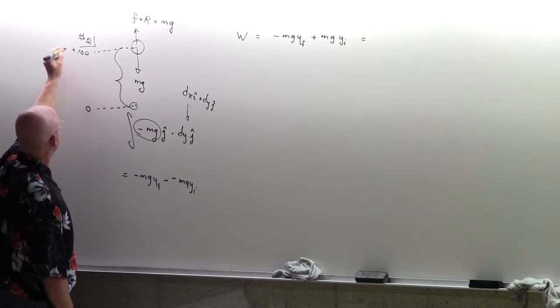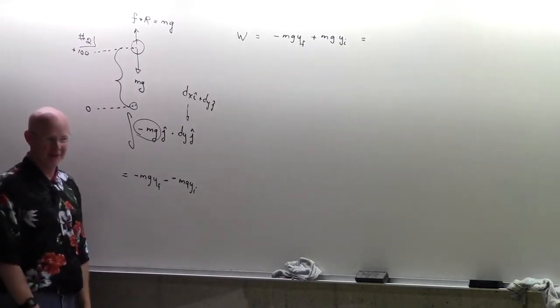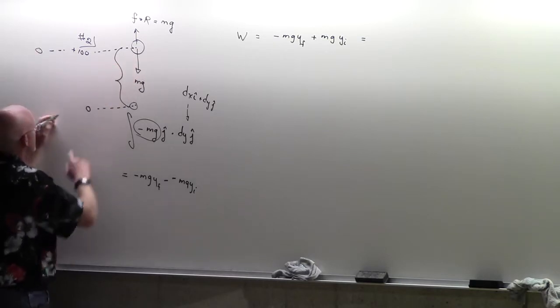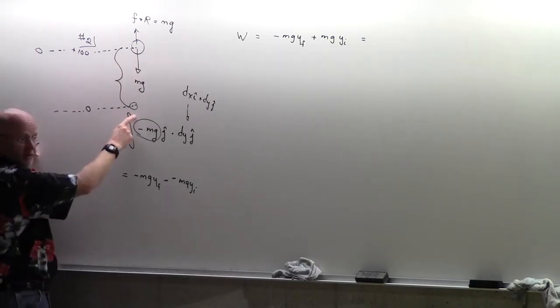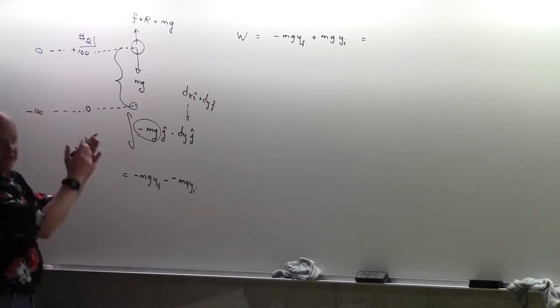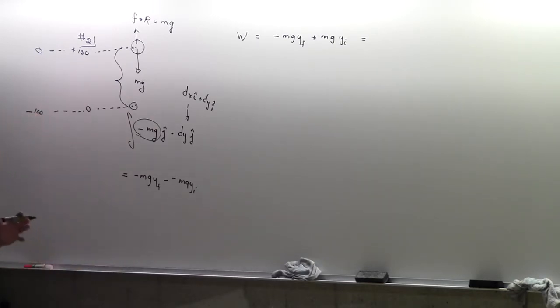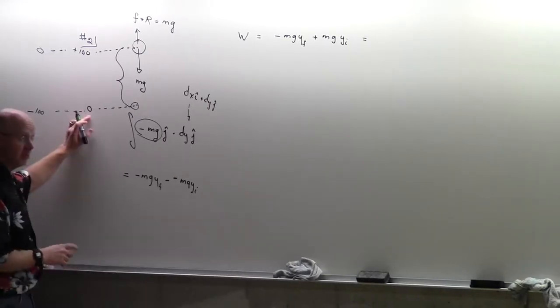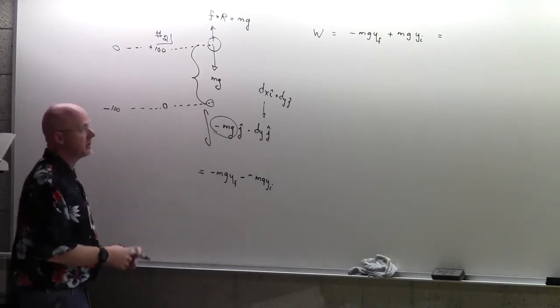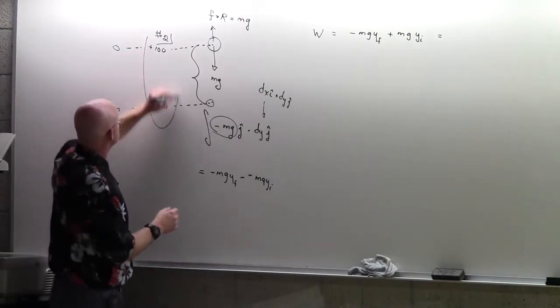100. And it has to be a positive 100. Note that if I picked this top part at zero, then what would this have to be? Negative 100. Okay, you'll get the same answer, but you do have to stick to the fact that down is negative, up is positive. So pick your zero, and then if you go up, it's positive. Pick your zero, if you go down, it's negative.